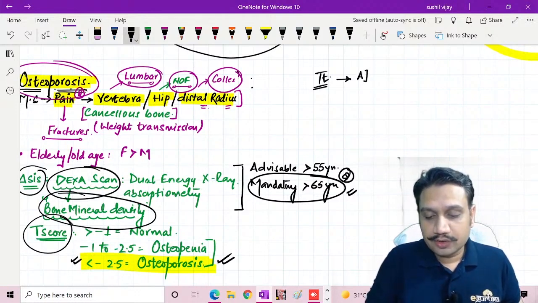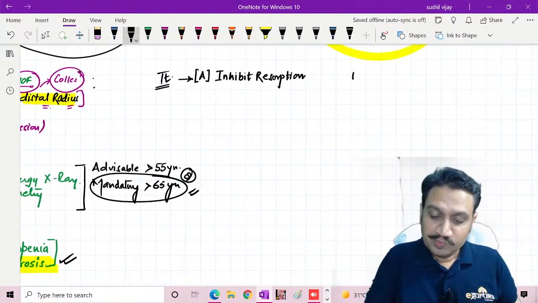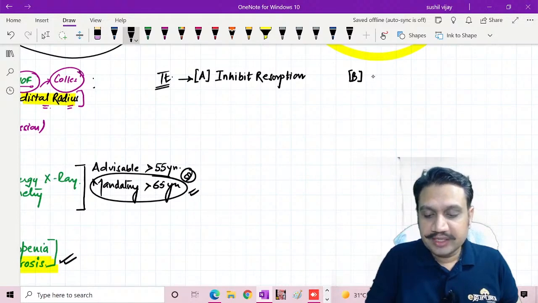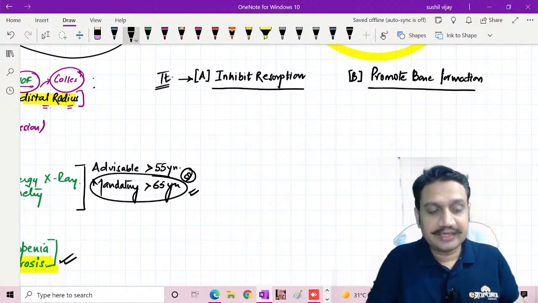One category of drug will inhibit resorption, which will not allow the bone to get resorbed further. And the second category of treatment will promote bone formation. So we are promoting bone formation and not allowing the resorption.